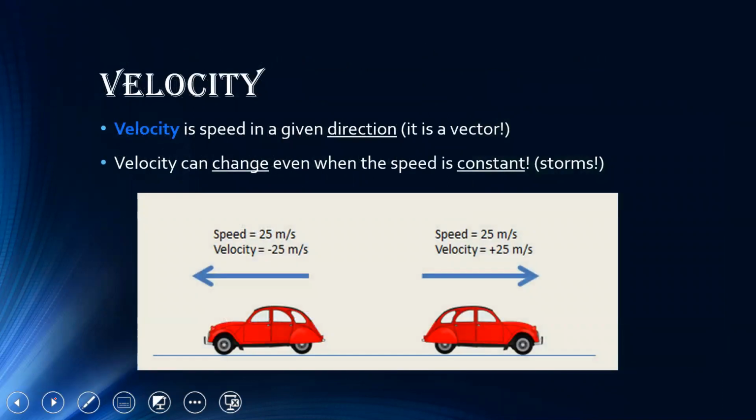So velocity is going to be our way of knowing what direction it's going. Velocity is the same thing as speed, however, it adds in the direction. It is a vector, just like our displacement was. So the velocity can change even if the speed is constant based on what direction it's going. So if it's going to the left, it would have a negative number. If it's going to the right, a positive.